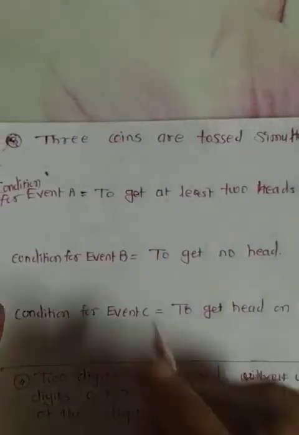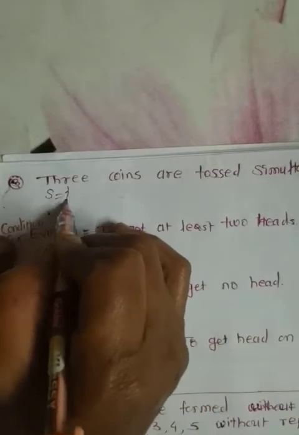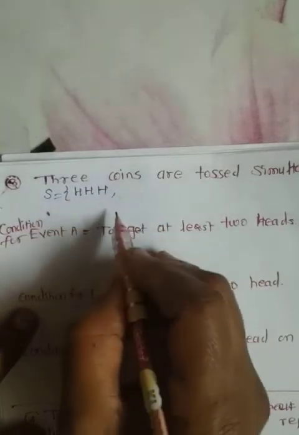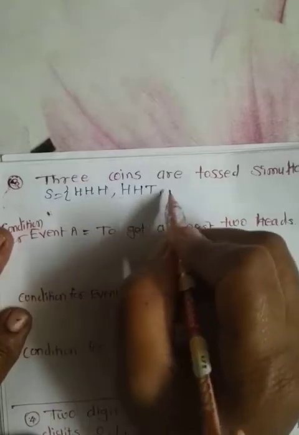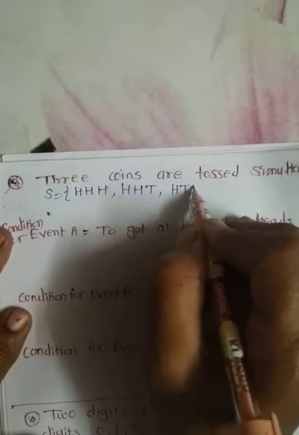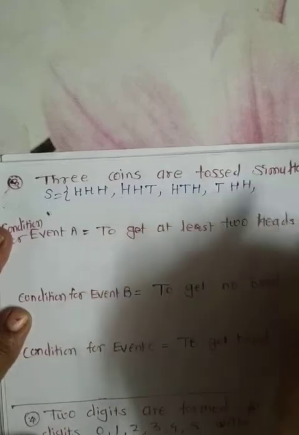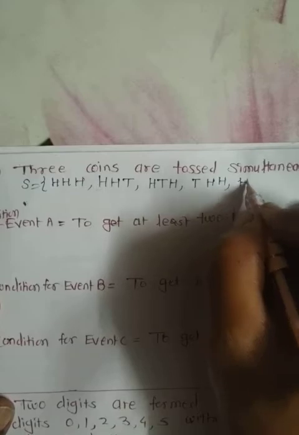3 coins are tossed simultaneously. Already we know how to write the sample space. S is equal to 3 coins. First, suppose all heads, HHH. Next one, HHT, means third coin tail only. Then second coin tail, HTH. After that, first coin tail, and next one, two tails, means HTT.